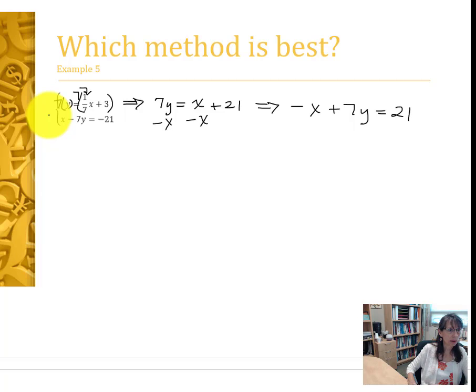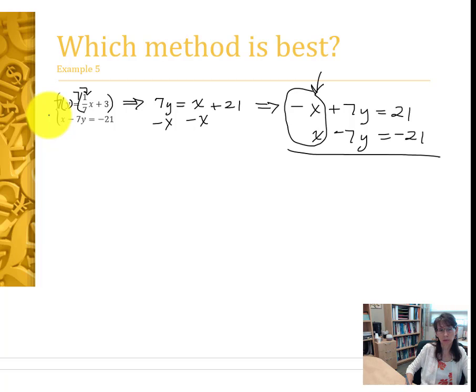Now my second equation over here is x minus 7y equals negative 21. So just lining that up, I notice that the terms with x are already going to eliminate. I don't need to multiply by anything. X is gone. 7 minus 7, the y variable is also eliminated. So I have 0 on the left side. 21 take away 21 is also 0.